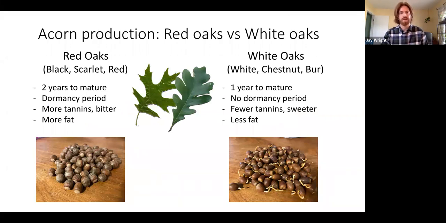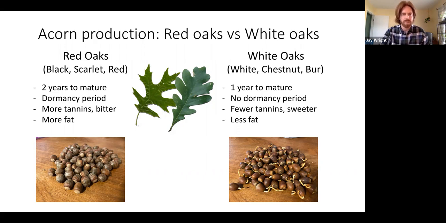So before I get into my research, I want to give a little bit more background on acorn production. So the oak group of species, or the oak genus, has 2 subgroups. So there's red oak group and the white oak group. In Ohio, the red oak group has some common species: black oak, scarlet oak, and northern red oak. And in the white oak group, we have white oak, chestnut oak, and bur oak as some of the common species. But there are some key differences in these 2 groups of oaks.